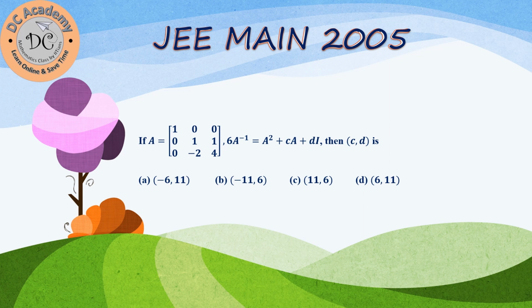Now notice that to solve this problem, one method would be to find the A inverse matrix, then find the A square matrix, and then equate 6A inverse with A square plus cA plus dI, and equating element-wise, we'll find the values of c and d. That looks very straightforward, but obviously this technique takes a little bit of effort. So we'll solve it in a different way. Let's go ahead and observe how we solve it. Let's proceed.